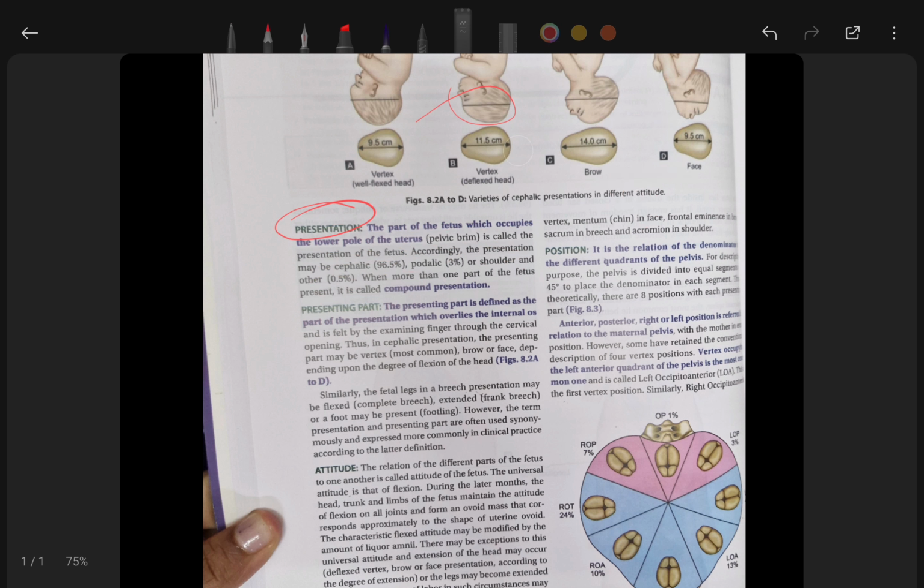Most of the cases you'll see the cephalic presentation. When more than one part of the fetus presents, then it is known as compound presentation. This is a simple presentation where only one part of the fetus is presented. If it presents more than one part, then it is known as compound presentation.